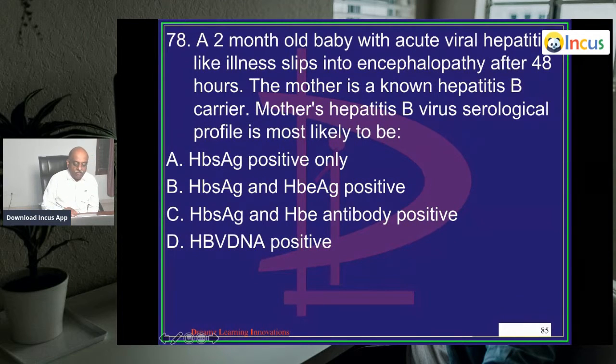Then one more way of asking the same question by the examiner is: a 2-month-old boy slipped into encephalopathy. The mother is known to be a hepatitis B carrier. What is the most likely serological profile? So obviously both surface antigen and envelope antigen need to be positive.